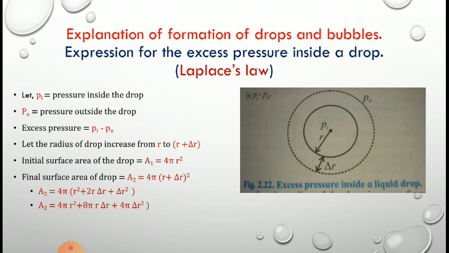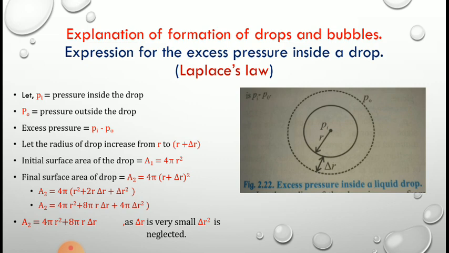Now here this delta r is small, and the term delta r square becomes further smaller, so we can neglect it. So finally the equation we got is A2 equal to 4 pi r square plus 8 pi r delta r. Here we neglect delta r square because delta r is very small. So this is the final surface area.